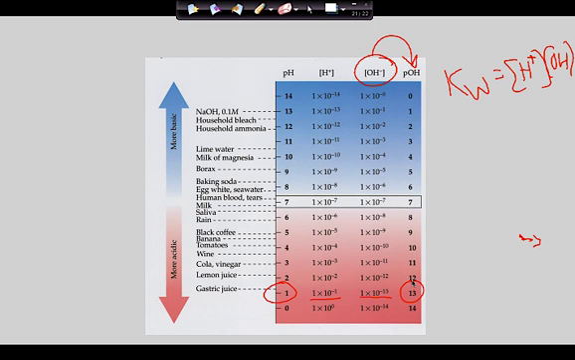So let's do that again up here. Let's go tomato juice. Tomato juice has a pH of 4. So its hydronium ion concentration is 1 times 10 to the negative fourth. Using the equation, we know the hydroxide ion concentration is 1 times 10 to the negative 10th. But then if we take the negative log of that, the pOH is 10.